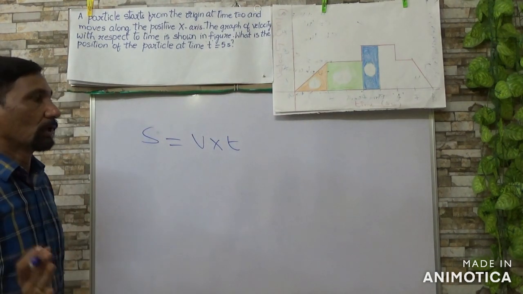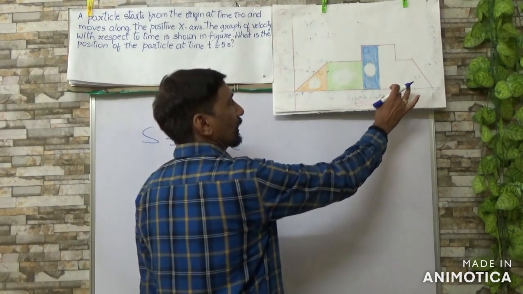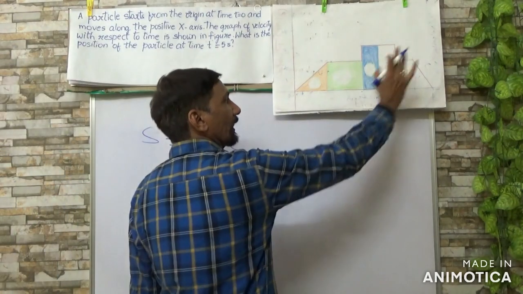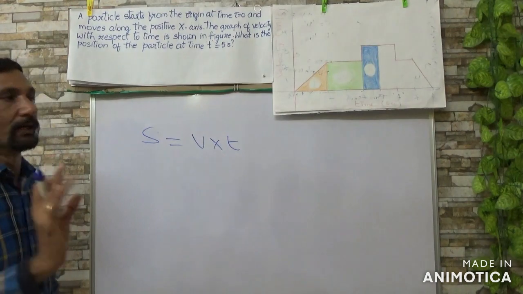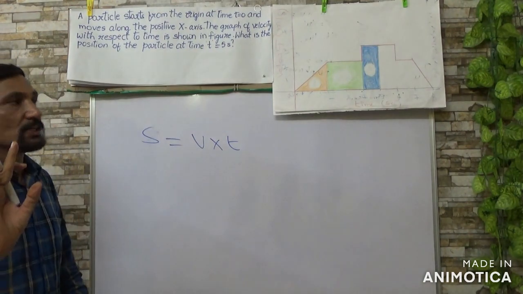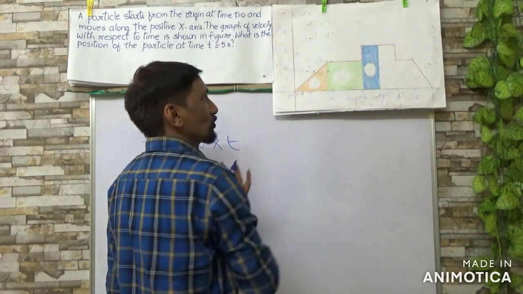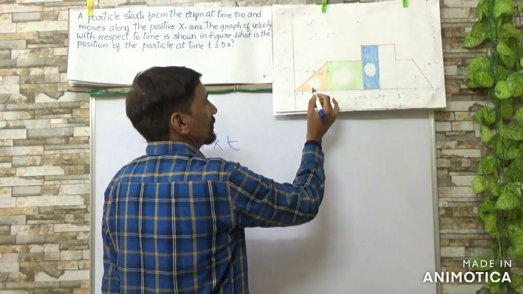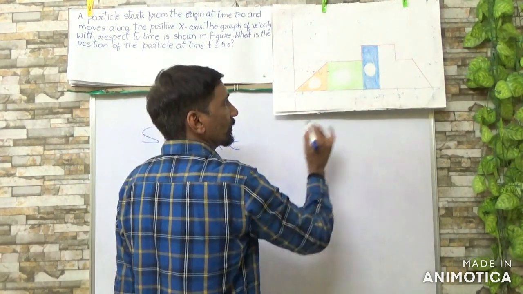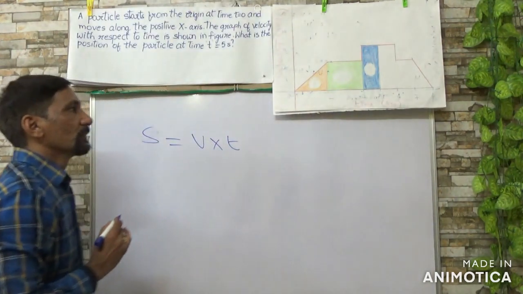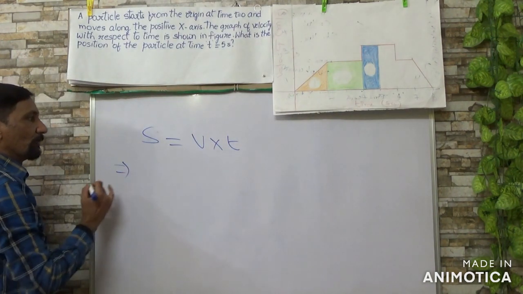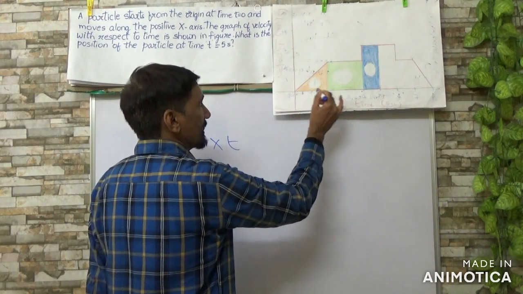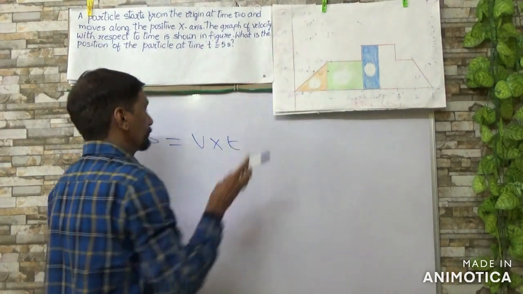Suppose you want up to 6 seconds, then take up to 6 seconds. For 8 seconds, take the entire area. Over here it is up to 5 seconds, so take up to 5 seconds only. You can divide it into 3 parts: triangle, square, rectangle. The area of those three parts will give us the position. First one, triangle, base 2, height 2.